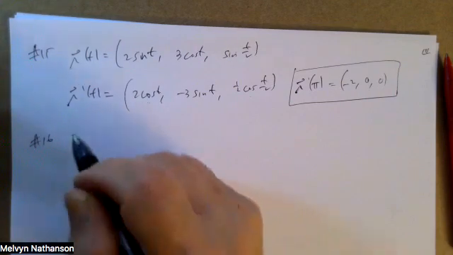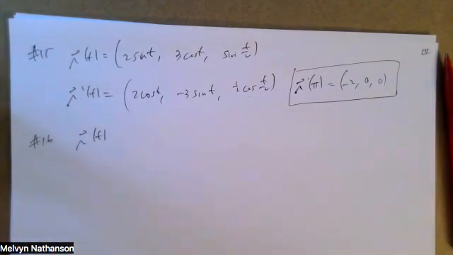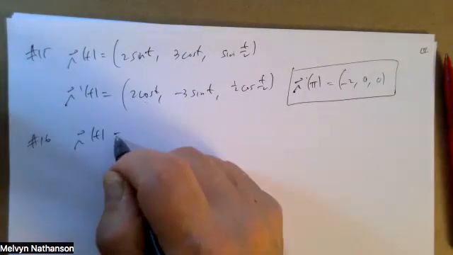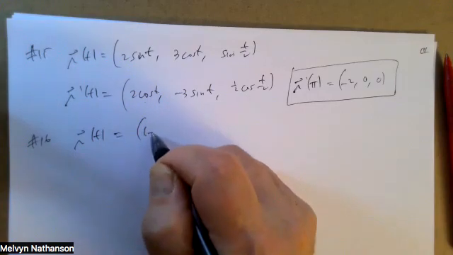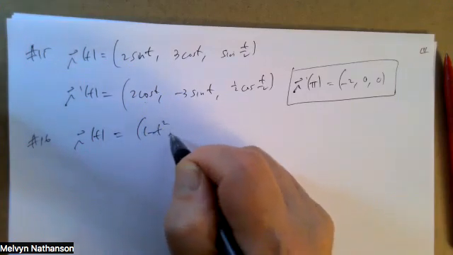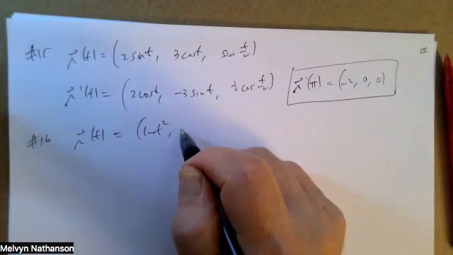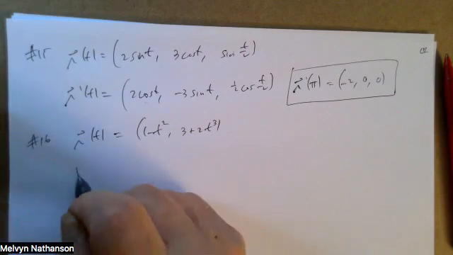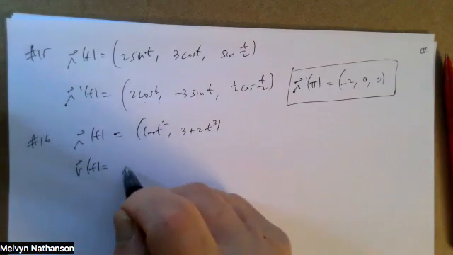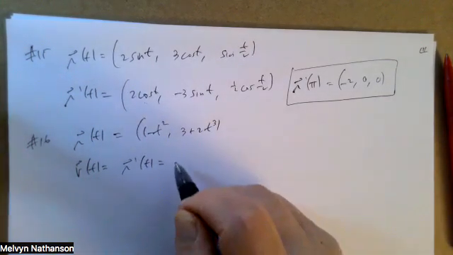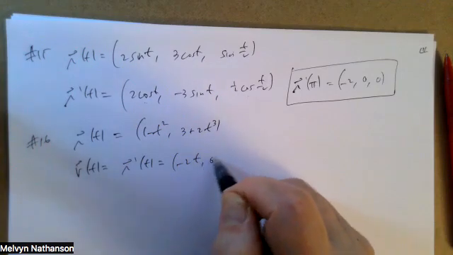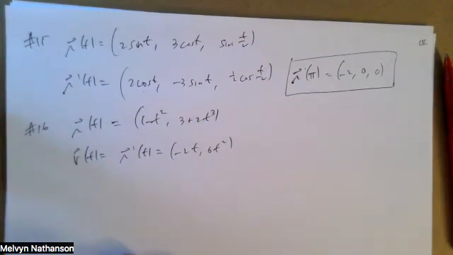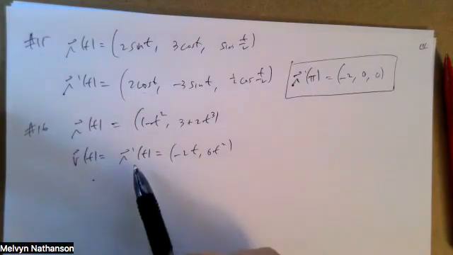Number 16, we have a curve given by r of t equals 1 minus t squared, 3 plus 2t cubed. So if that's the position of a particle at time t, the velocity is just the derivative, minus 2t, 6t squared. Right? Velocity is the derivative of position.